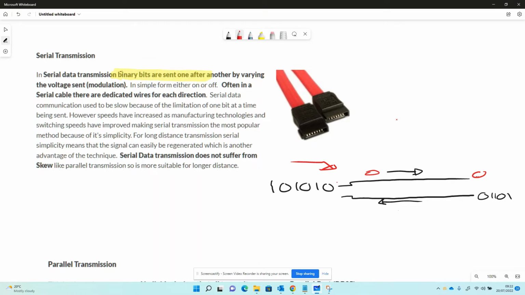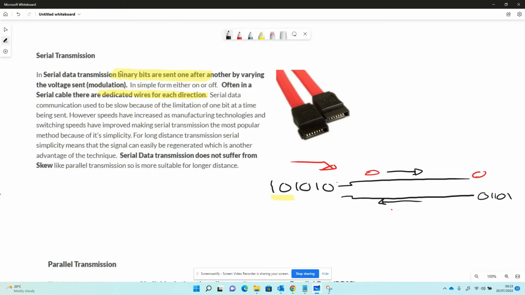So usually a serial cable will have two cables, one for one direction, one for the other. They don't have to, they could have just one, but usually they have one cable for each direction. It makes it quicker. So we could say that they send a voltage obviously down the cable, which represents our binary 1 or binary 0. So that can be just an on or off, or a high or lower voltage. So as we said, there's usually a dedicated wire for each direction.